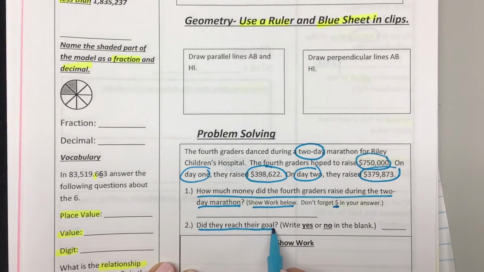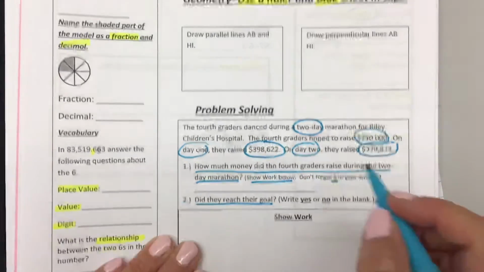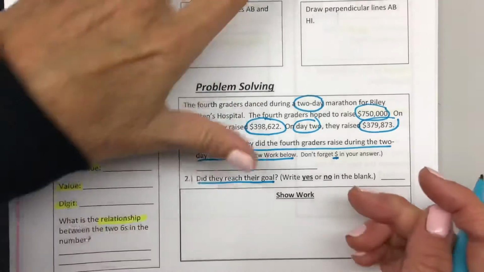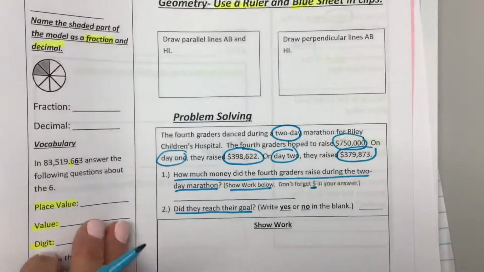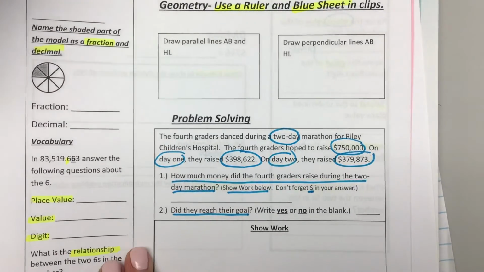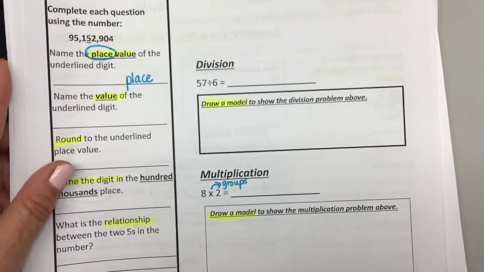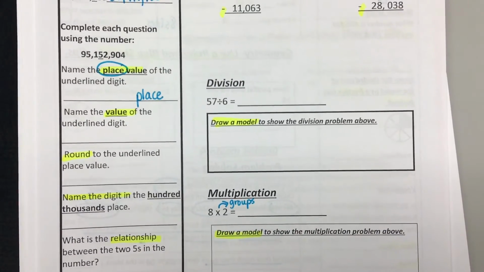Did they reach their goal? Write yes or no in the blank. So you have to show your work down here. Okay? Are there questions? I'll give you 2 freebies, but it won't be the problem solving. Raise your hand if you want 2 freebies, if you have one that you think looks a little challenging. Who has one that looks a little challenging?